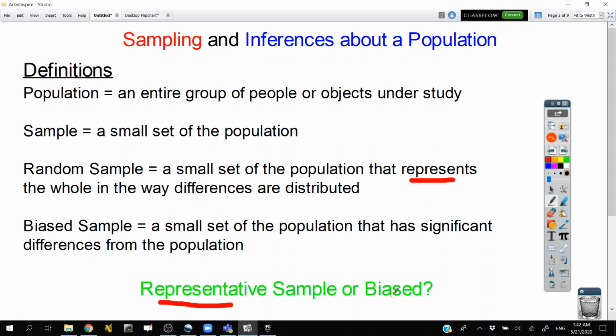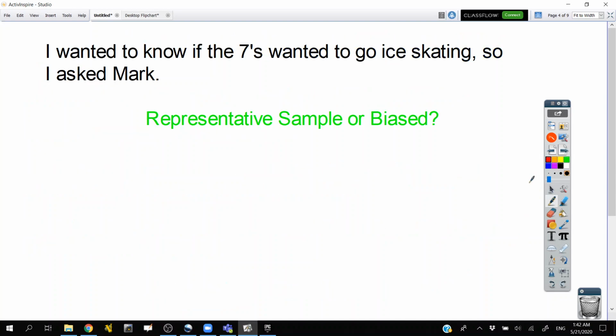So I'm going to ask, in our situations, are the samples representative or biased? In this situation, I want to know if the seventh graders want to go ice skating. So I just ask Mark. Whatever Mark tells me, that's going to be representative of everyone. Does Mark represent the entire 7th grade, or is this a biased sample? Well, Mark might represent the whole 7th grade. Maybe he chooses the same thing that you guys would all choose together, but I'm not convinced. I would say it's a biased sample because maybe Mark doesn't represent you guys.